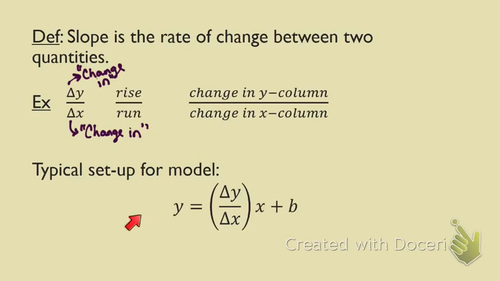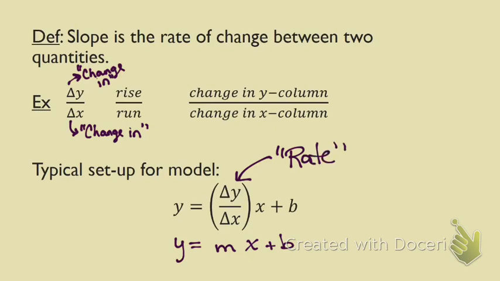There's two types of models we need to realize. I'm going to use pretty often today y equals delta y over delta x times x plus b. But I think you might be more used to maybe y equals mx plus b. I want us to realize this is, in word problems, that rate we talk about.